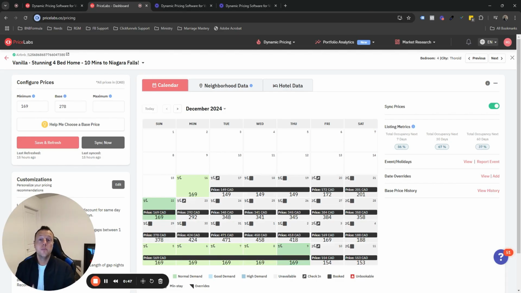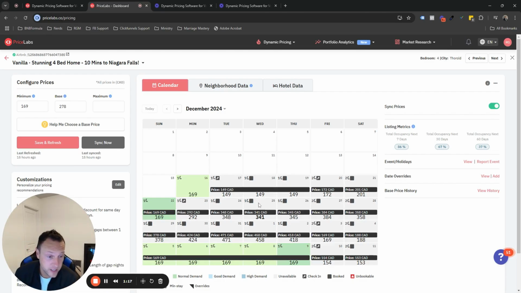Well, guess what? Price Labs takes all the guesswork out of it. What I love about Price Labs is that once you set up your rules, once you put your things into place, it literally is, I don't want to say set it and forget it, but it does all the heavy lifting for you. And you no longer have to spend hours and hours researching prices, because guess what? Price Labs has already done that for you.